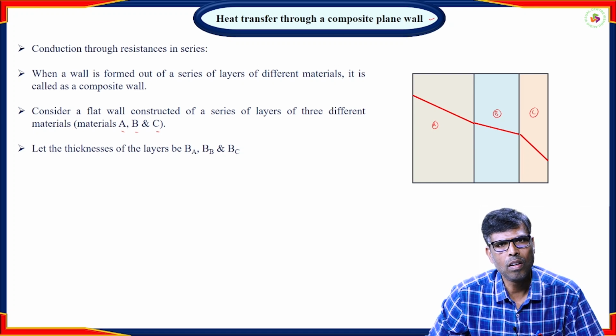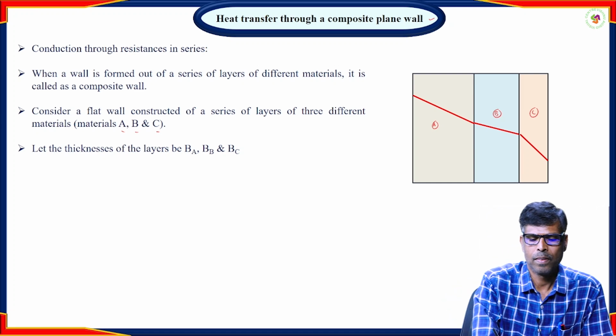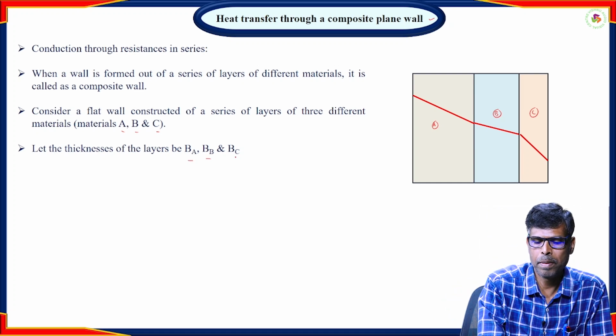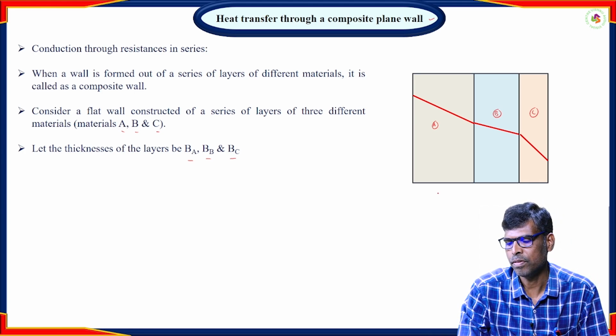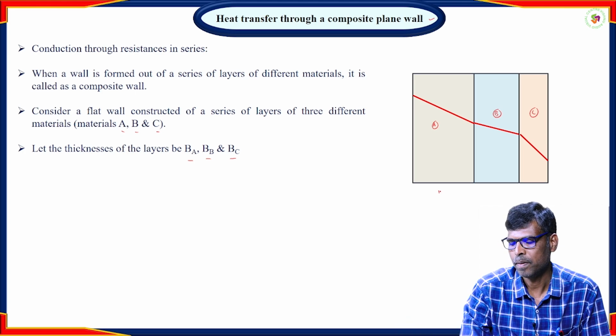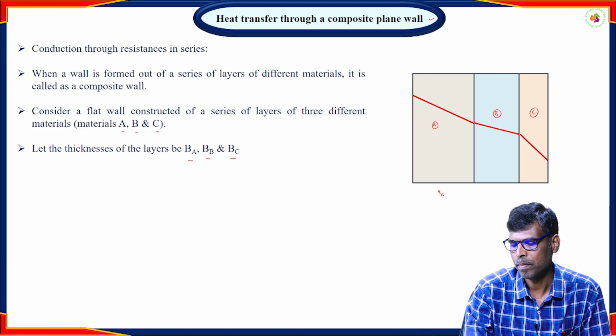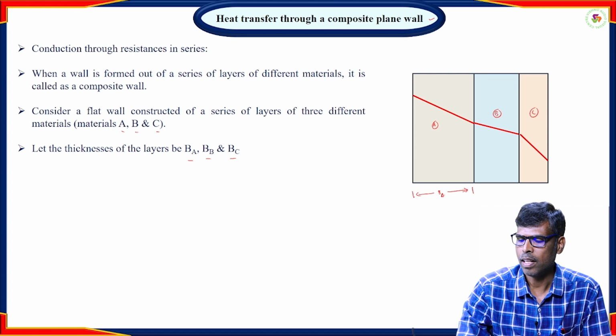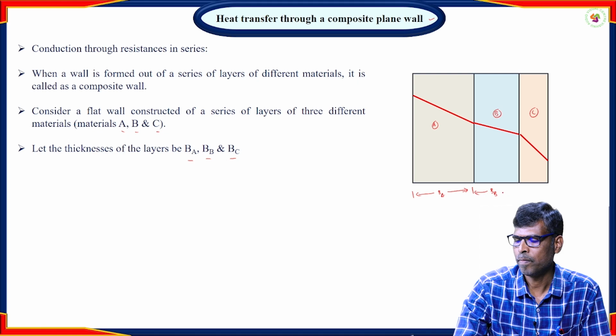The thicknesses of each layer are BA, BB and BC. Here the thickness of the first layer is BA, the thickness of the second layer is BB, and the third layer thickness is BC.